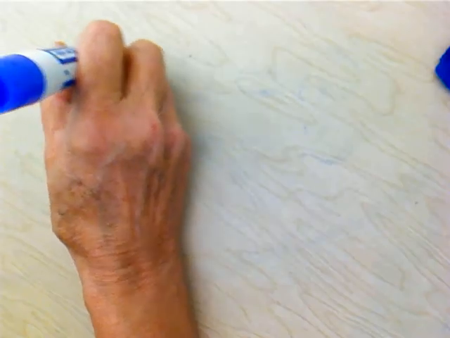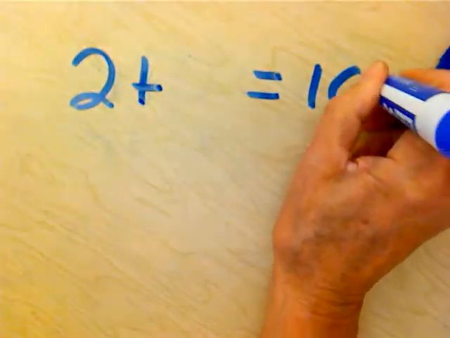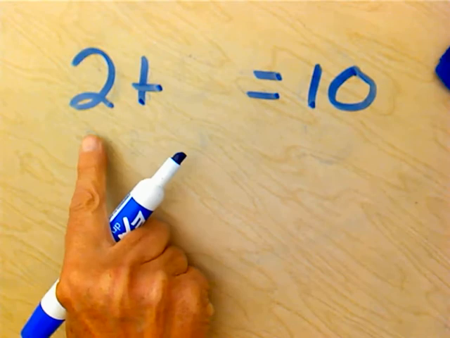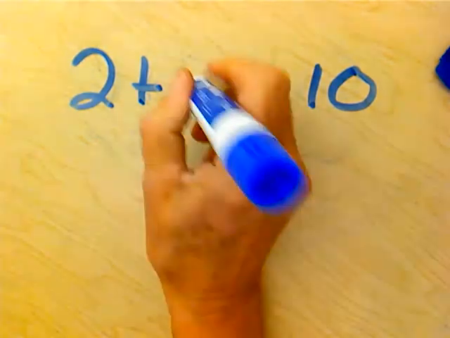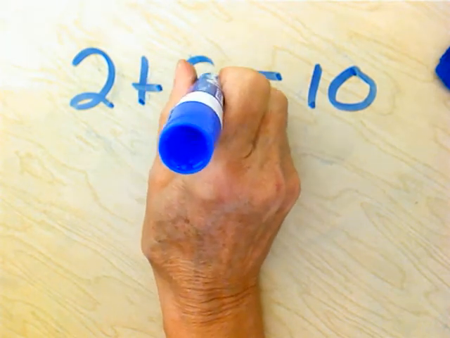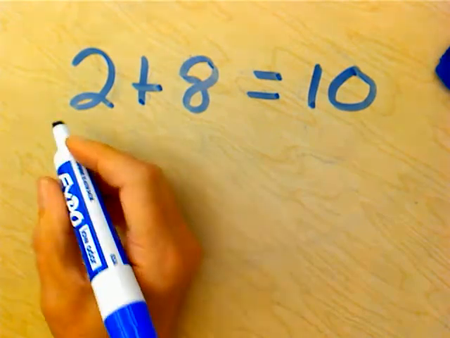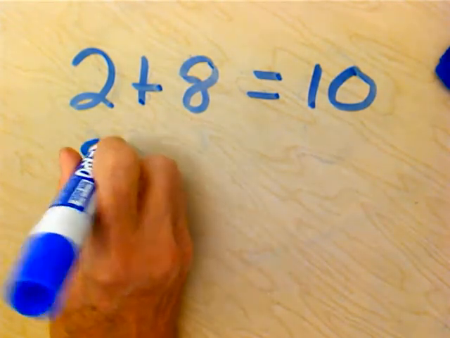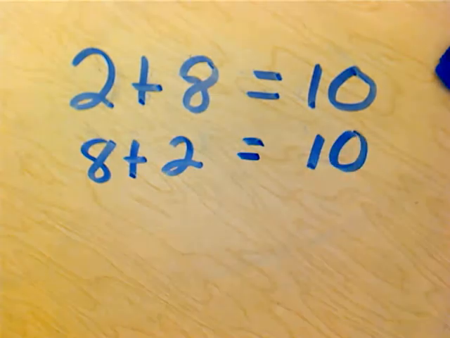And let's try another one. How about if we did 2 plus something would equal 10? Let me give you a second to think about that. What would I add to 2 to get 10? If you said 8, congratulations, it would be 8. And if I did the commutative property of addition, that would be 8 plus 2 is also equal to 10.